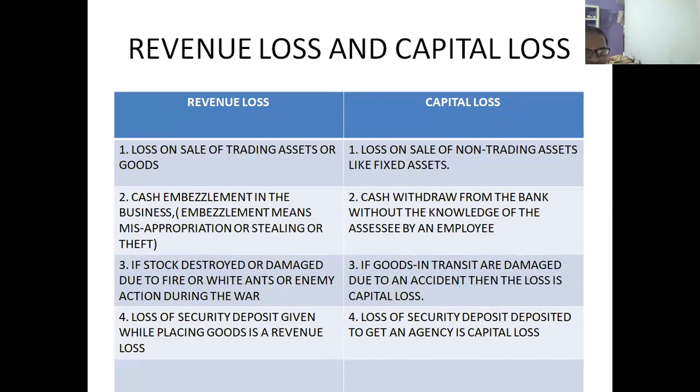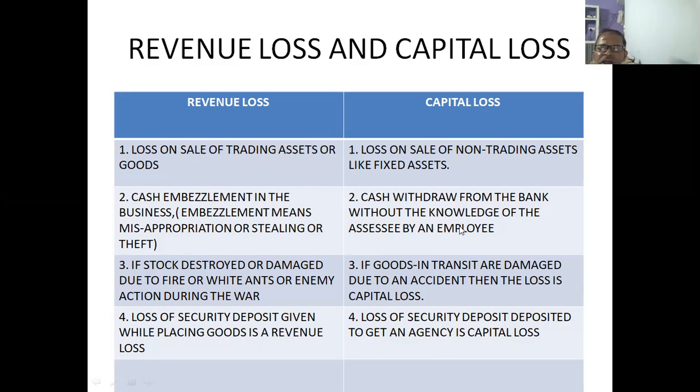Then we'll discuss revenue loss and capital loss. Loss on sale of trading assets or goods is called revenue loss, which is a recurring one. Loss on sale of non-trading assets like fixed assets is called capital loss. Okay, now cash embezzlement in the business. Embezzlement means stealing or theft. Somebody stole your cash, it may be an employee, it may be an outsider. It's called revenue loss.